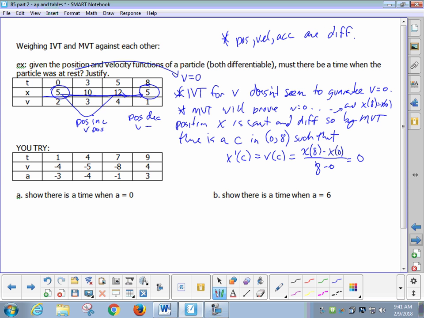As much as I'd like to say position went from increasing to decreasing, so velocity must have been 0, that doesn't prove it. Okay, would you try these two on your own? Go.